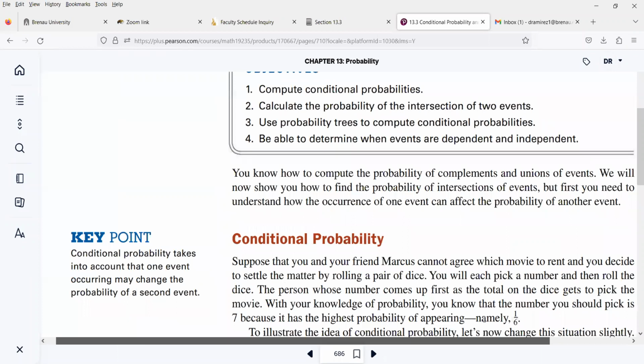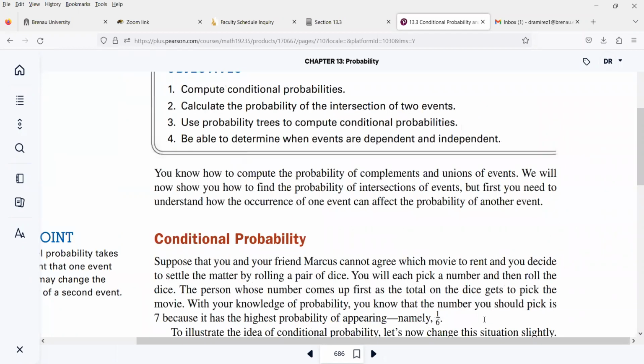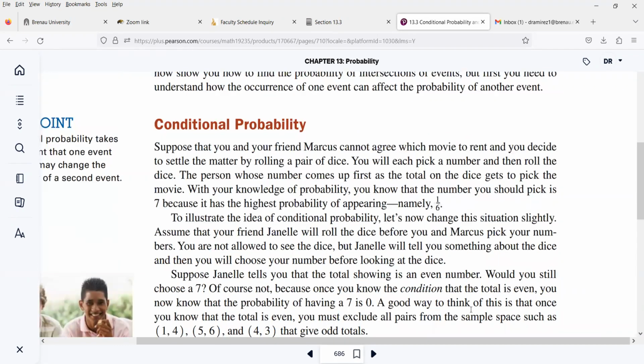Now we know how to compute the probability of complements and unions of events. We will now show you how to find the probability of intersections of events. But first, we need to understand how the occurrence of one event can affect the probability of another event. Suppose that you and your friend Marcus cannot agree which movie to rent, and you decide to settle the matter by rolling a pair of dice. You will each pick a number and then roll the dice. The person whose number comes up first as the total on the dice gets to pick the movie.